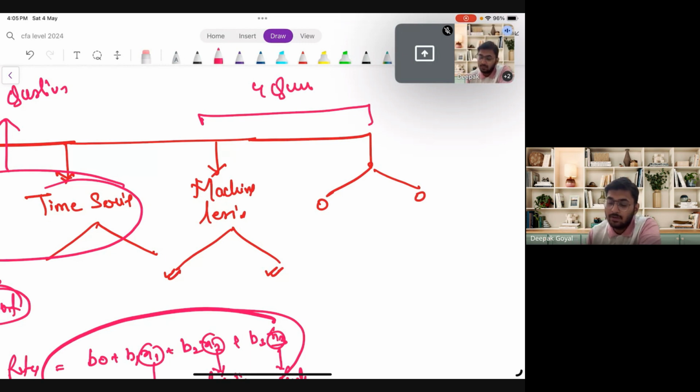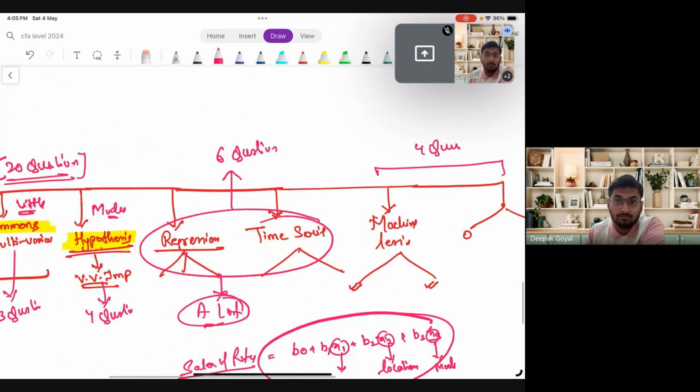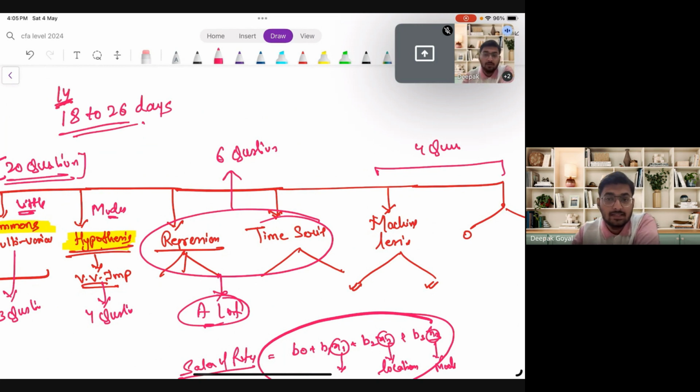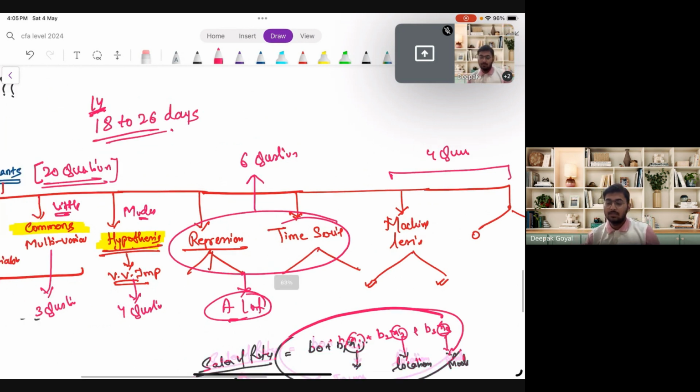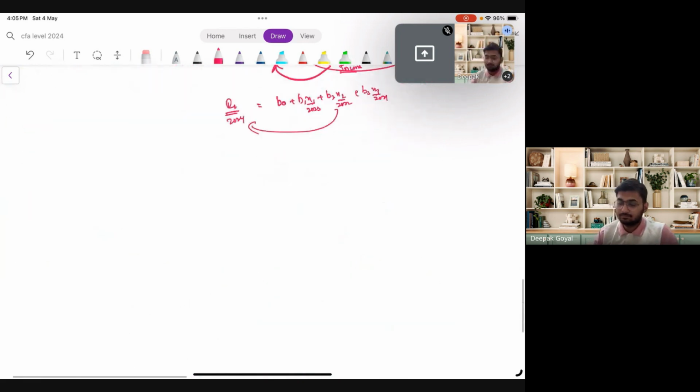Clear? How many days are required to prepare? If I tell you, it will take somewhere around 18 to 26 days. Clear? There are many who have finished quants in 14 days as well, but I'm giving you on average how many days it is going to take. Clear? This is all about your quants.